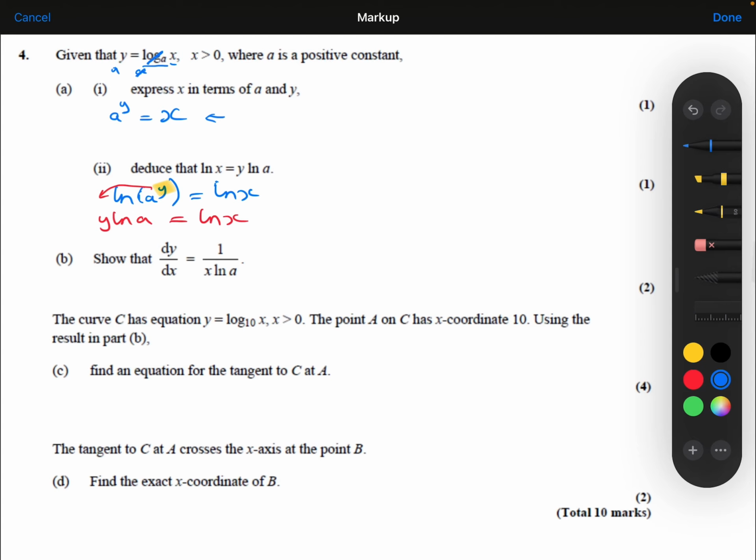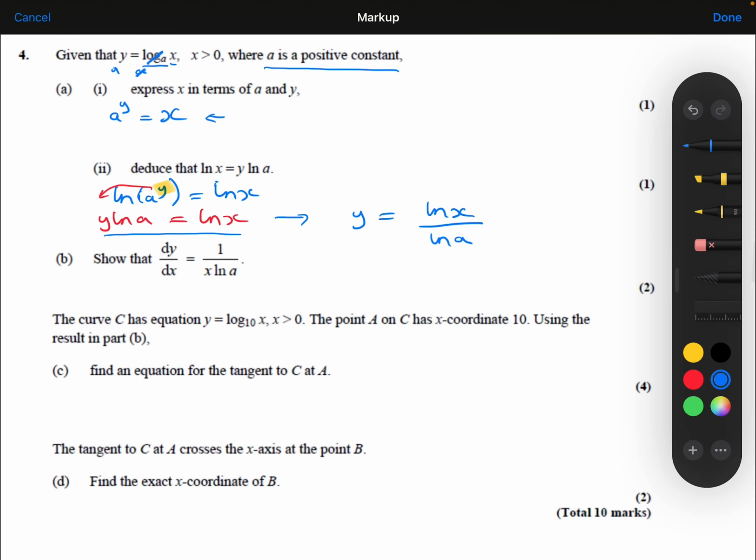Part B. Show that dy by dx is equal to 1 over x ln a. So we're differentiating. So what I'm going to do here, I'm going to rearrange this to make y the subject. So I'm going to divide both sides by ln a. So I'll get ln x over ln a. So that's me just dividing both sides by ln a, which is just a number. Remember, a is just a positive constant, so ln a is just a number.